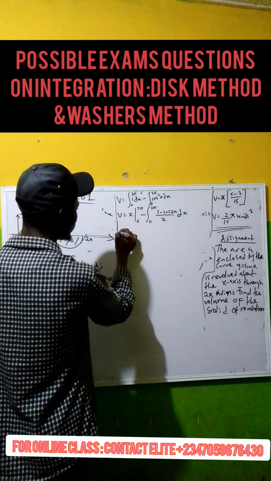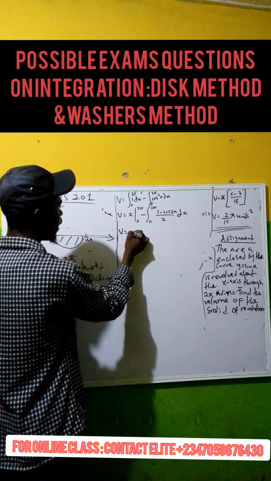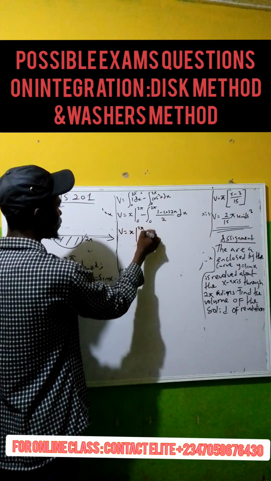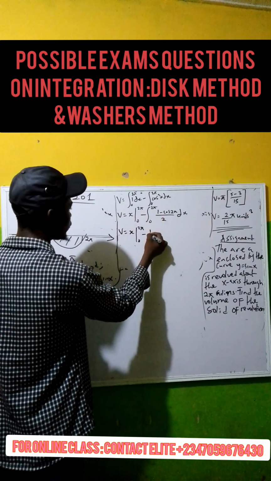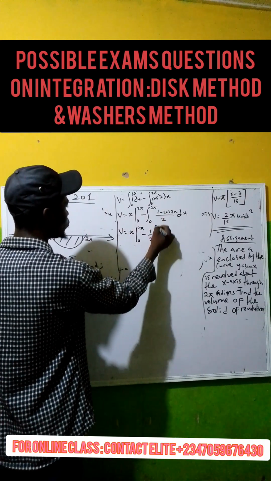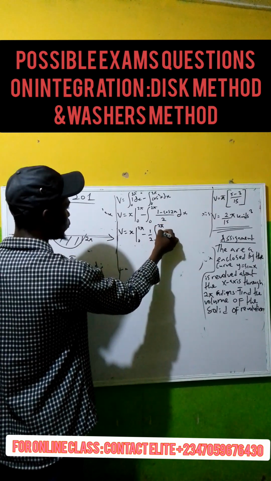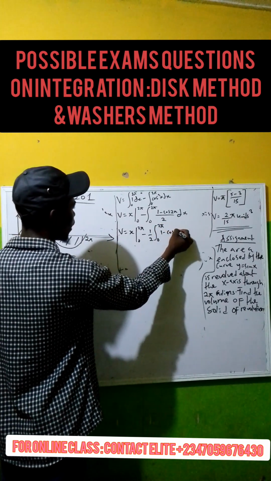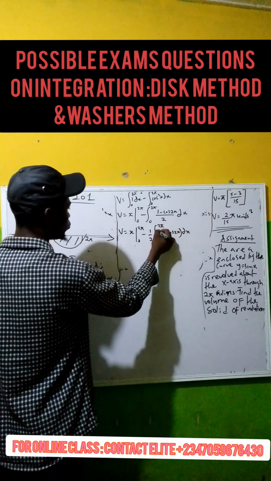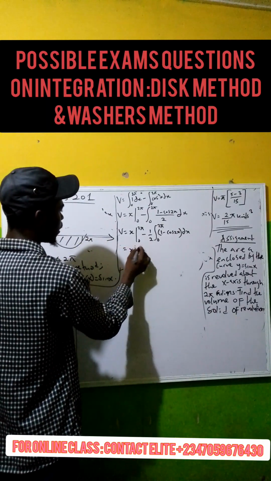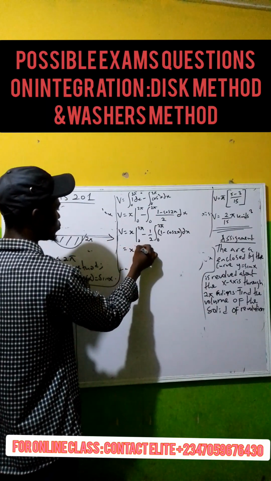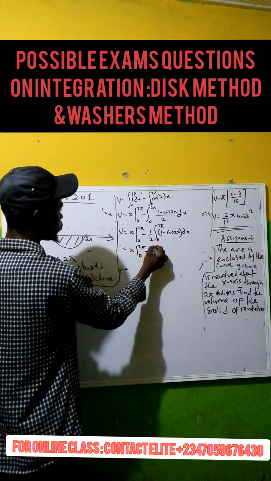So at this junction, we have V equals pi integral from 0 to 2 pi of this one. You can now bring out the constants. We have 1 over 2 integral of 0 to 2 pi, then 1 minus cos 2x dx. Alright, no stress. So we're having x minus, x from 0 to 2 pi, minus 1 over 2.